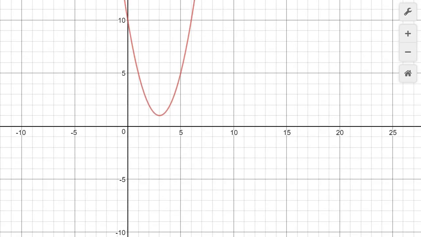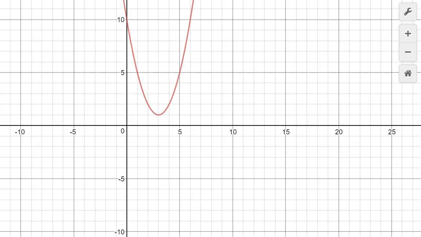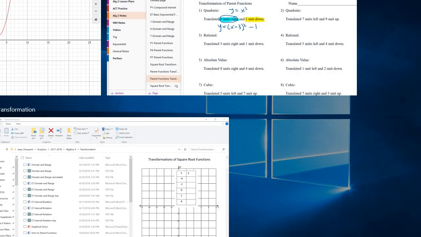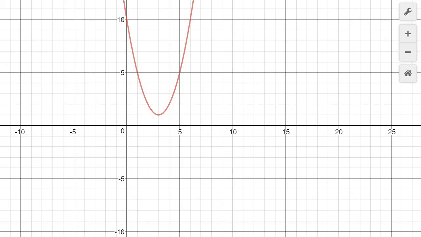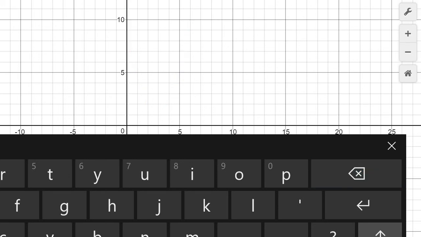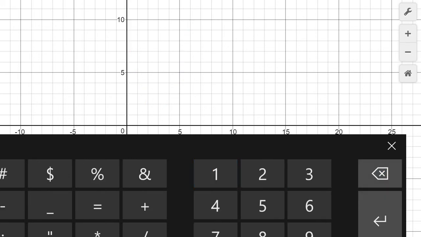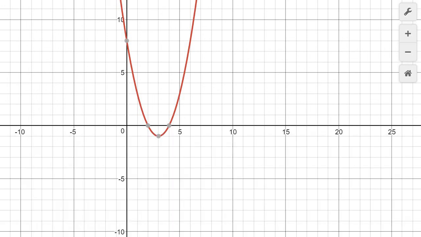We have moved from the origin 3 units to the right and then 1 up by typing that (x minus 3) squared minus 1. I need to make it minus 1. Oops. I'm going to put minus 1. Okay, I just changed it, so it's going to go 3 units to the right and 1 unit down. So it worked.